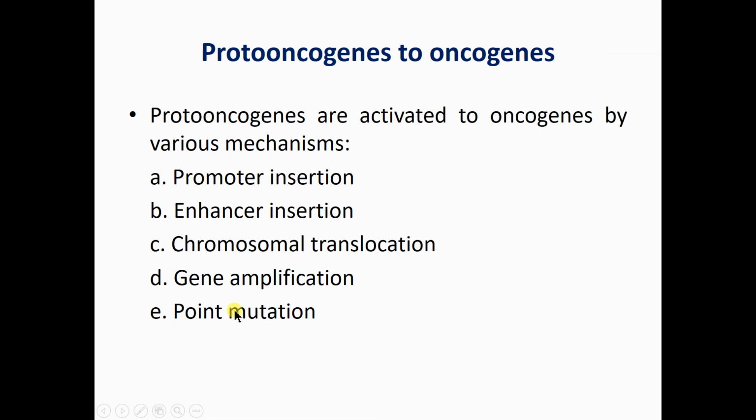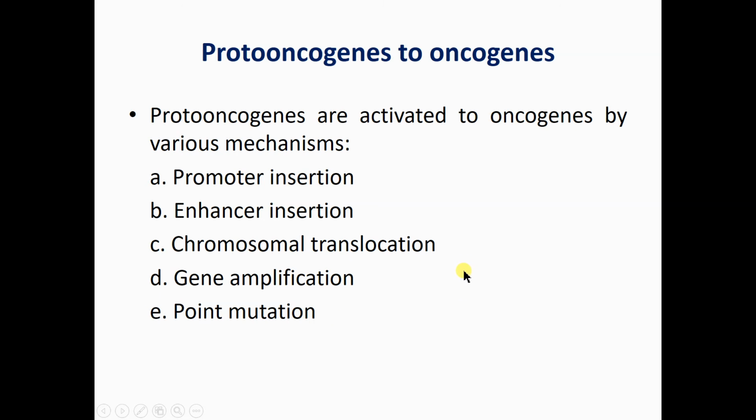Gene amplification we have seen in the gene regulation aspects of eukaryotic gene regulation, in which certain genes become amplified into a large number. So a large amount of the product is synthesized. Suppose this gene codes for certain growth factors, that may lead to a large number of growth factors, which leads to a large proliferation of cells.